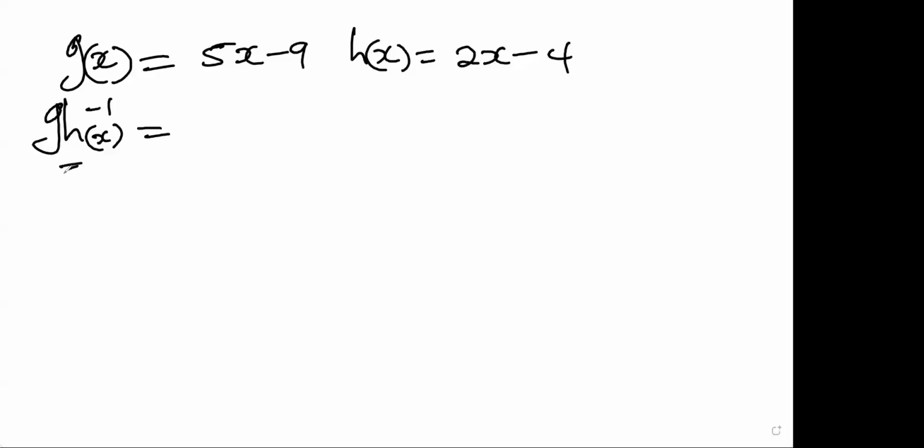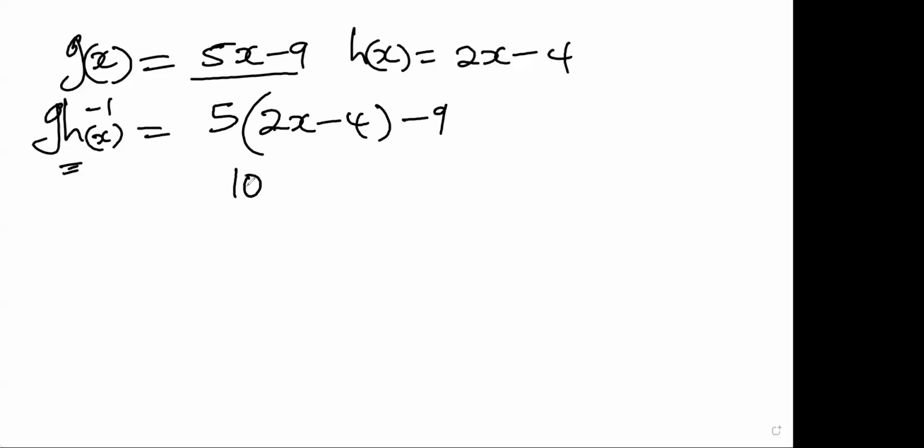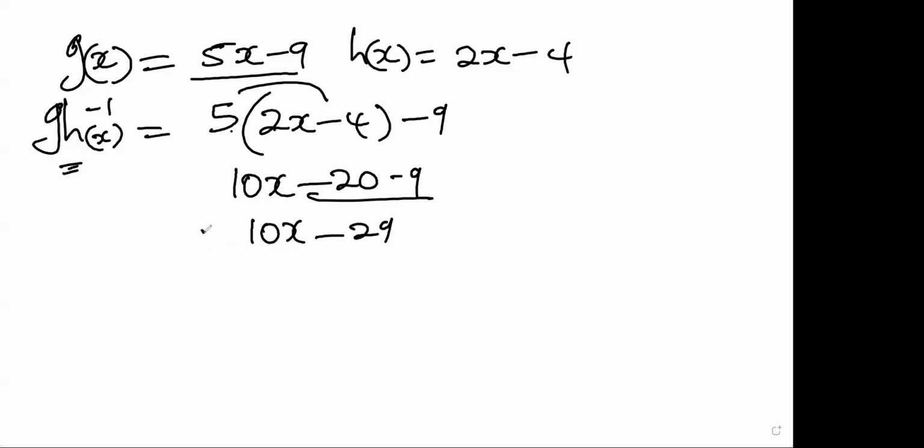All right, so h first, which is 2x minus 4. That is our x in g. G says 5x minus 9. 5 times 2, 10. 5 times negative 4, negative 20 minus the 9. So it's 10x minus 29. Both of them are negative, so we keep the negative. That's the composite. Let's find the inverse now.